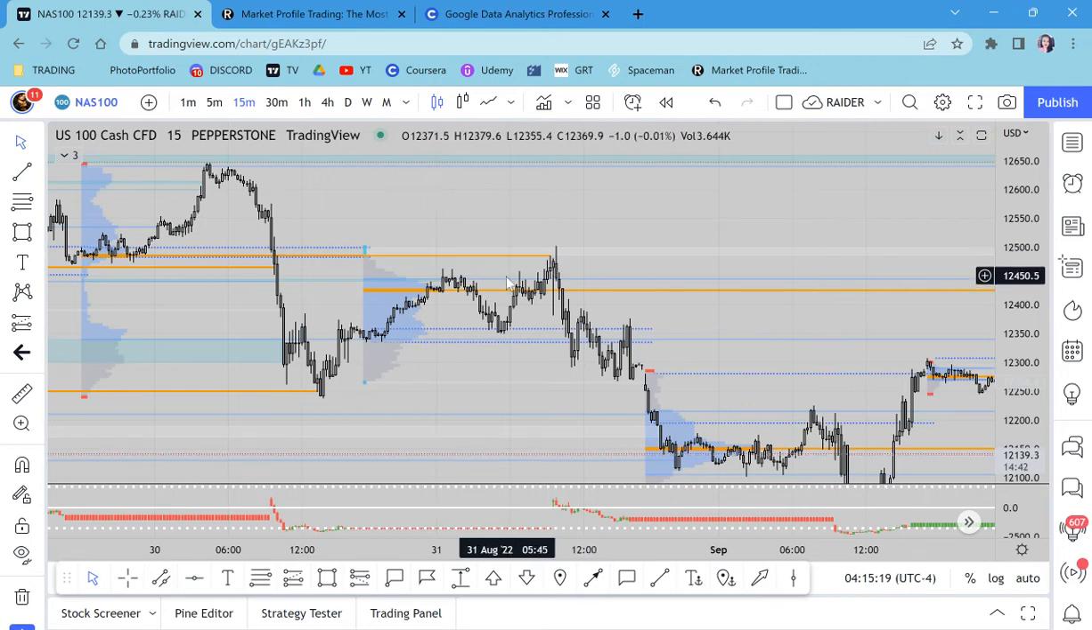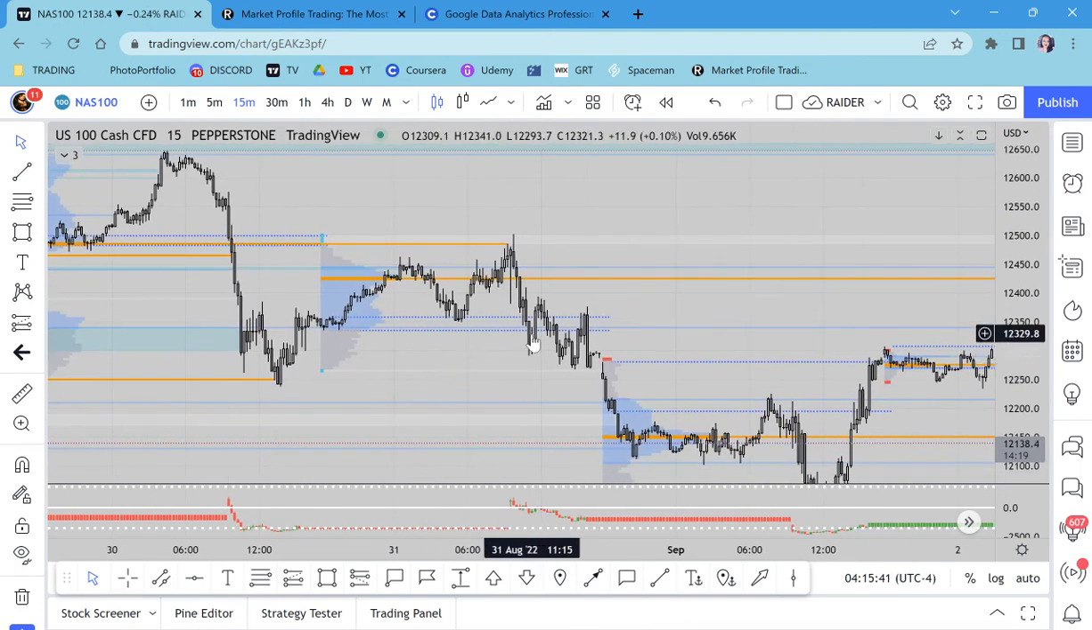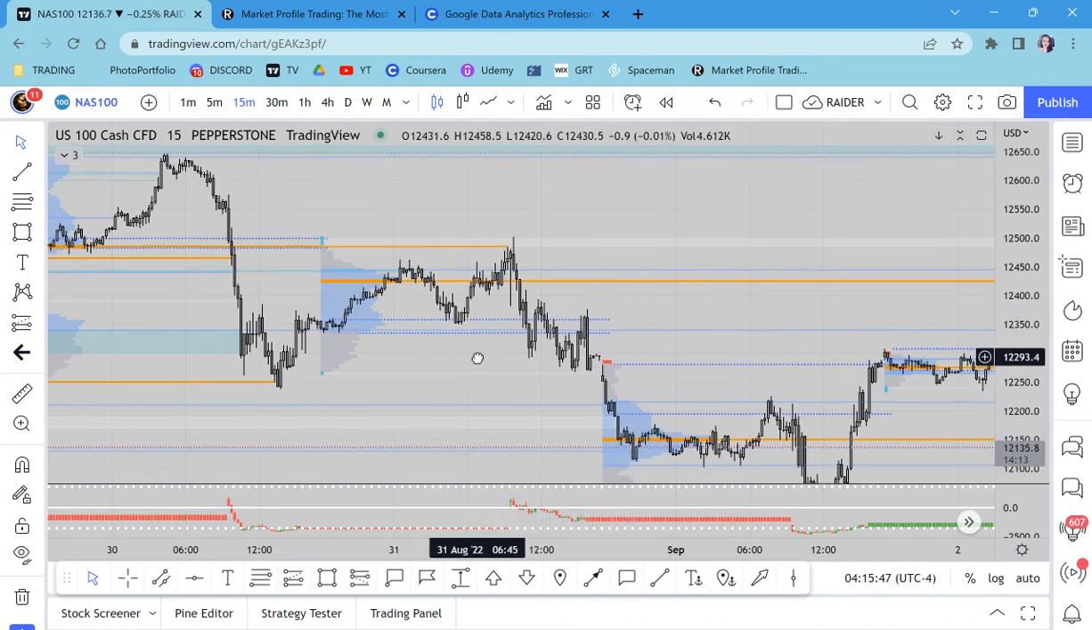It actually would have, because there's also this single print that's right here that it could have aimed for if it decided to go up. So if price moves past this previous POC, we could have aimed for this single print right here, but it didn't, and it decided to go down here and break. So this one would have been a very interesting trade.